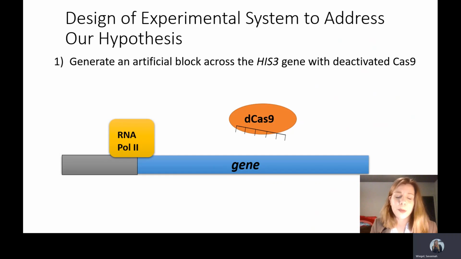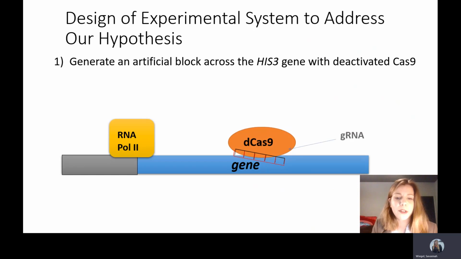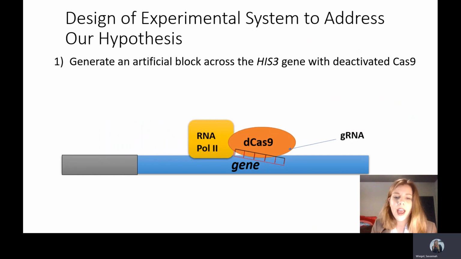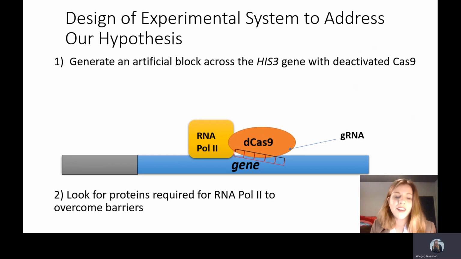And so to generate this block, we are using a system called CRISPR-Cas9, which you may have heard of. It's typically used as a gene editing system, but in this case, we are just using it as an artificial block. It would function something like this, where RNA polymerase II moves along the gene and is blocked. And then from here, we are able to look for proteins required for RNA polymerase II to overcome this artificial barrier.